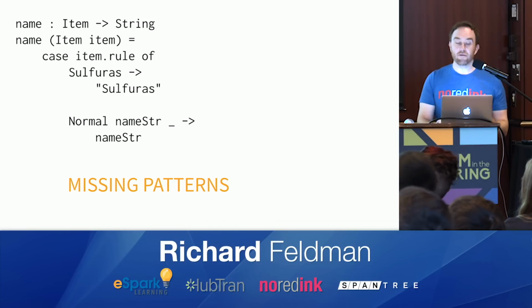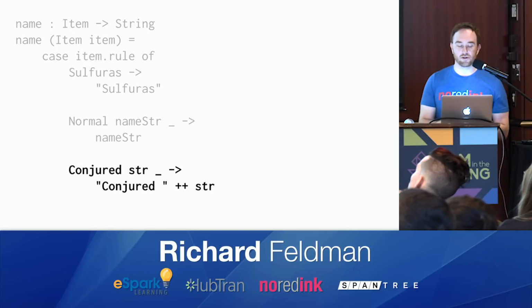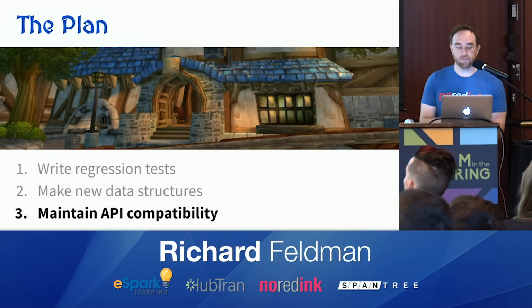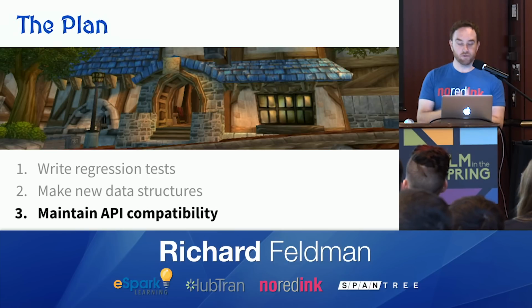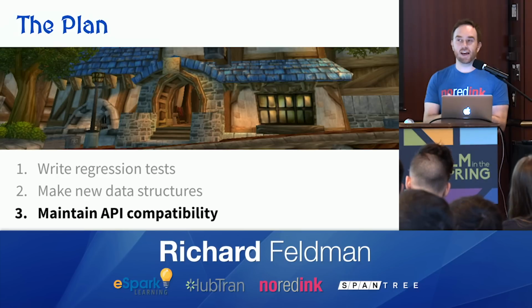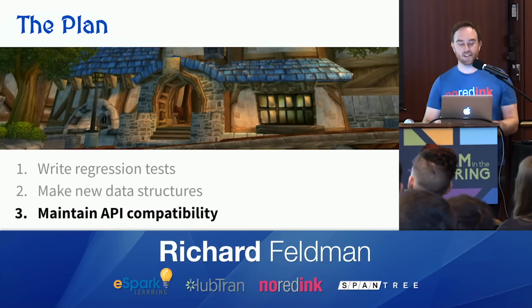Okay, then again, we have the name function, which needs to turn it back into a string. Missing patterns, bam. Add in a conjured string that's basically the reverse of what we did a moment ago. Excellent. So now we've made our new data structures, we made our new implementation, and we maintained API compatibility the entire time. Awesome.